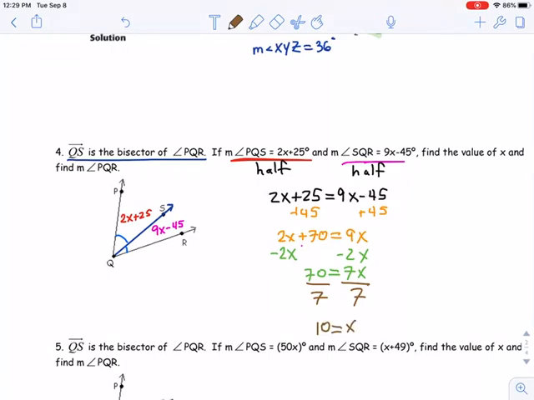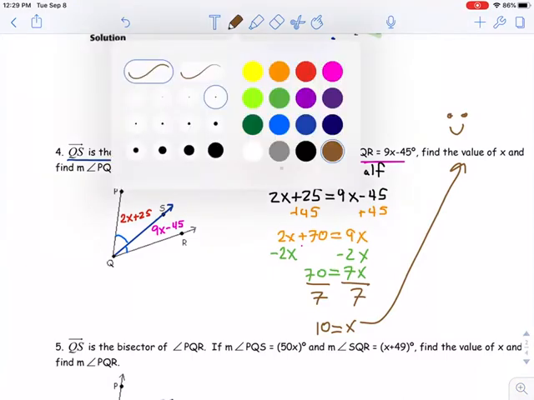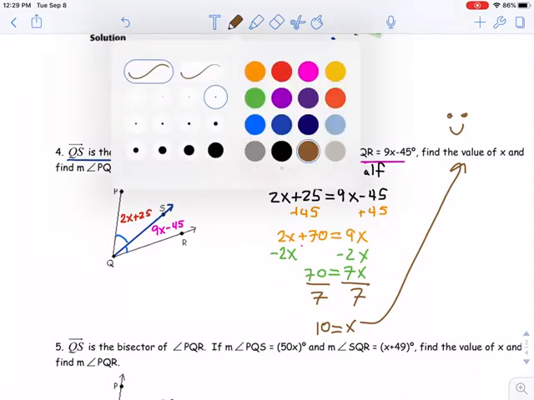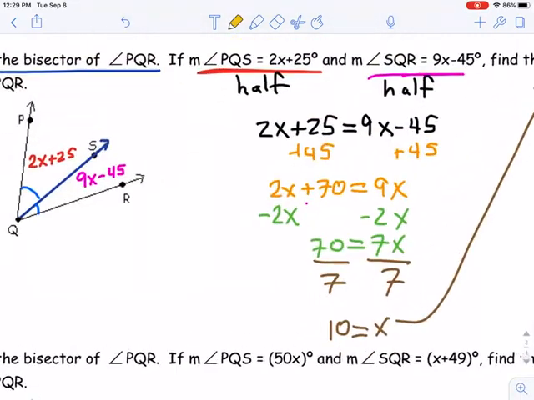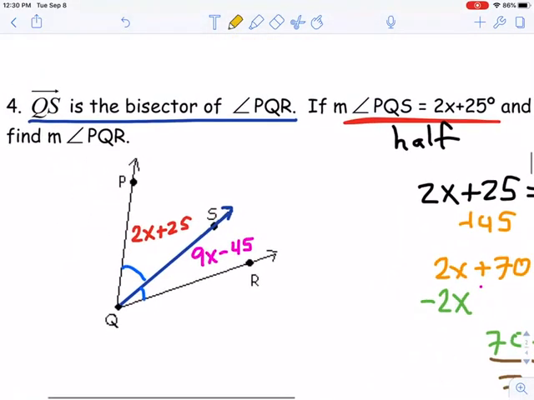So again, what do we need to do? We need to read the problem and make sure we answer the question. Find x. I did, so smiley face, hooray me. Now I gotta find the measure of PQR. All right, so there's a couple ways to do it. The way I like to do it is I like to plug in x for both parts. Sometimes people will just plug in x for one part and double it. I like to plug it into both parts because then it's almost like I'm checking my work.